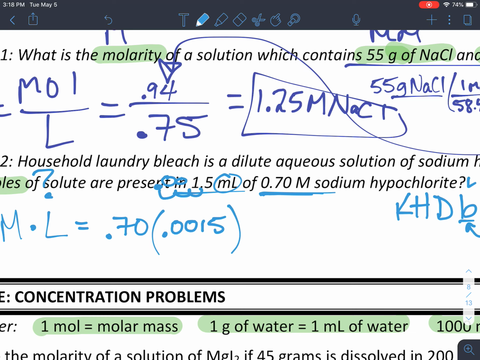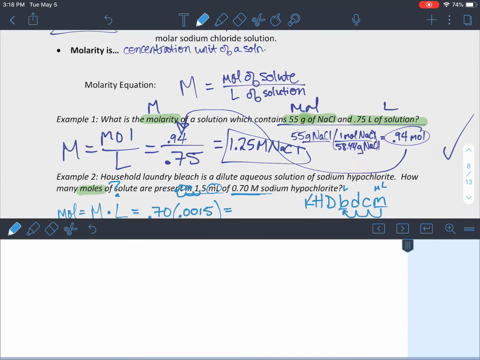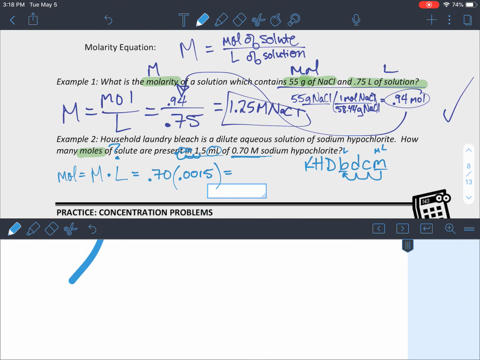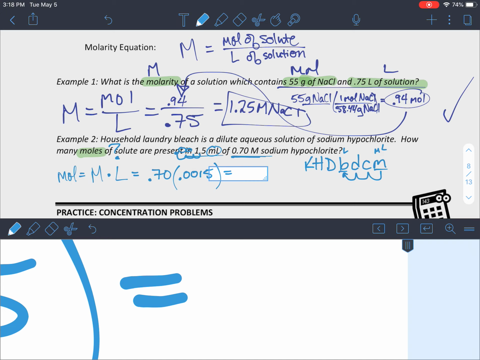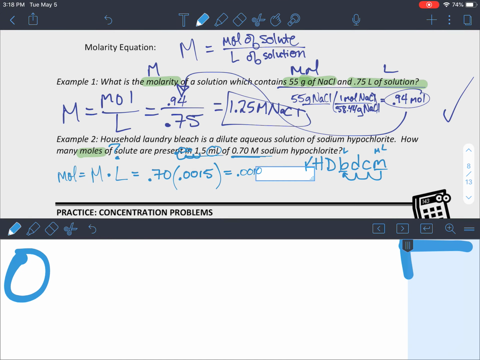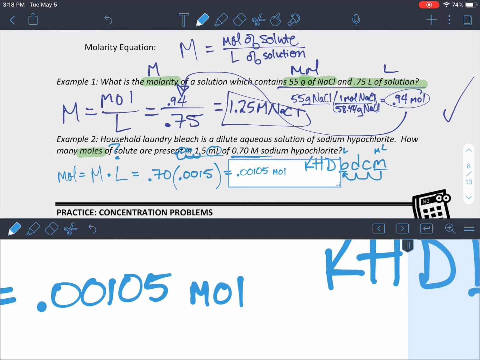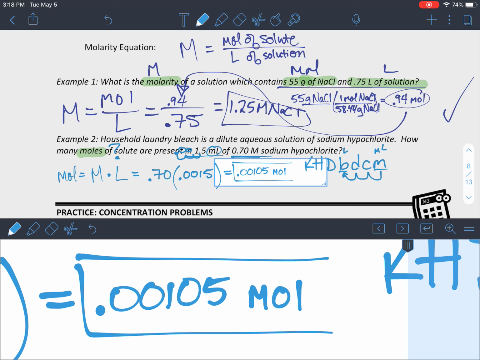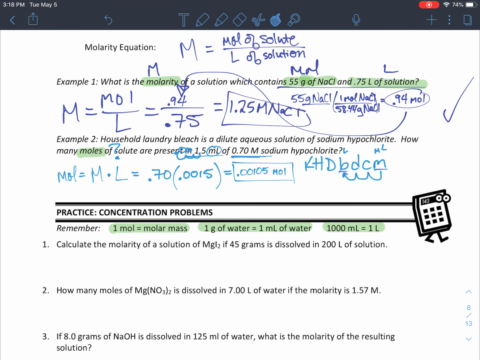So then we plug this into our calculator. 0.7 times 0.0015, and you should get, actually I'm gonna try and make this neater than the first one, but you should have gotten 0.00105, and then don't forget your unit. And that is it.